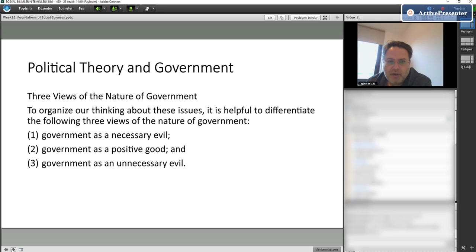So let's take one more, and this is political theory and government. This is where we will stop. There are three views of the nature of government: government as a necessary evil, government as a positive good, and government as an unnecessary evil. We will get into these individually, and we will also take a look at liberals, conservatives, libertarians, radicals, reactionaries, etc. in the next week.